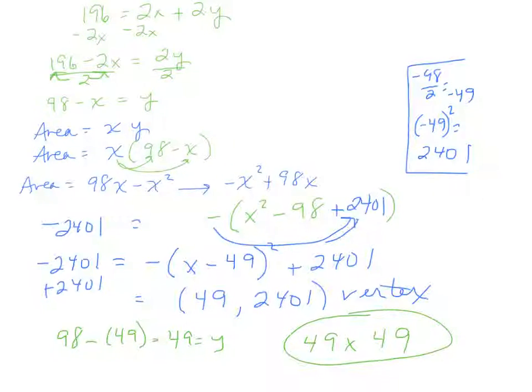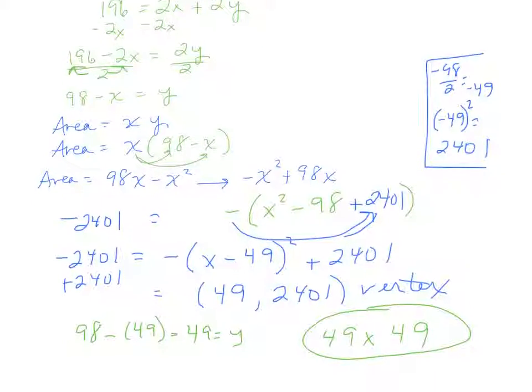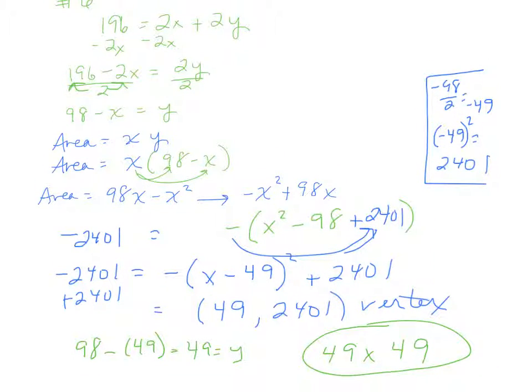All right, this was number 6. So I'm just going to scan through the work here. I guess I'll go through with the little laser pointer there. So you had perimeter. Perimeter is 2x plus 2y. Get y by itself. That brings you to here. You're trying to maximize your area. Area is x times y. You're going to replace that letter y with its new definition from up above, 98 minus x.